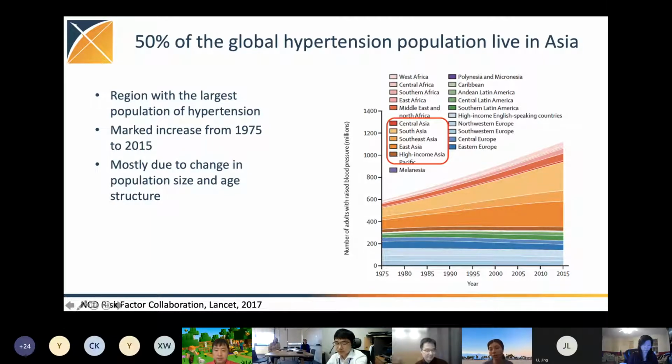As we expect the population to continue to age, the prevalence of hypertension is going to increase, and the associated burden of cardiovascular disease is going to increase as well. So really, it becomes a major public health issue in this region, and it would be our responsibility to address this major epidemic in Asia Pacific countries.